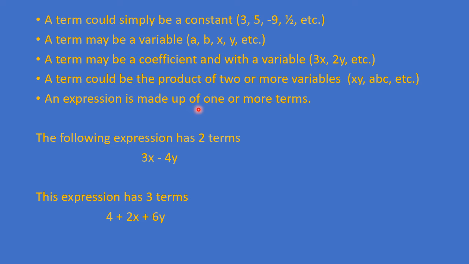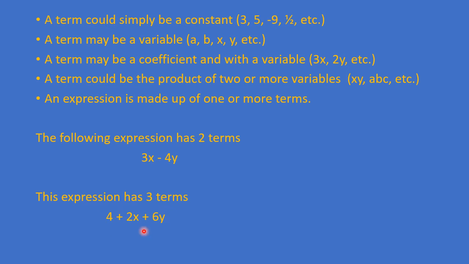An expression is made up of one or more terms. So the following expression has two terms. 3x, that's considered a term, minus 4y. 4y is considered a term. So that expression has two terms. If we put an equal sign here and put something beside it, we could call it an equation. But since we don't have an equal sign and we don't have really anything to solve for, we're just saying this is an expression right here. And later we'll talk about simplifying expressions. This expression has three terms down here at the bottom, 4 plus 2x plus 6y.